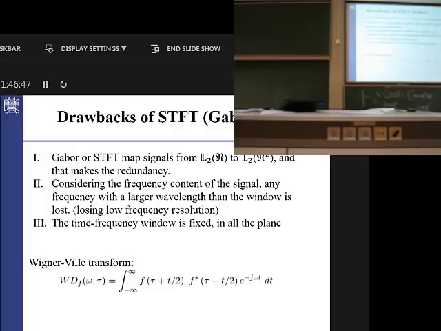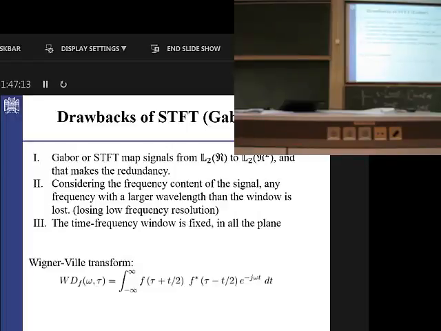And that's actually the third issue also, which is related to the second one. The windows are fixed. You can do nothing. So when you choose a kernel, it means that you're fixing that area of time and frequency. Delta T and delta F is fixed, and you can do nothing.